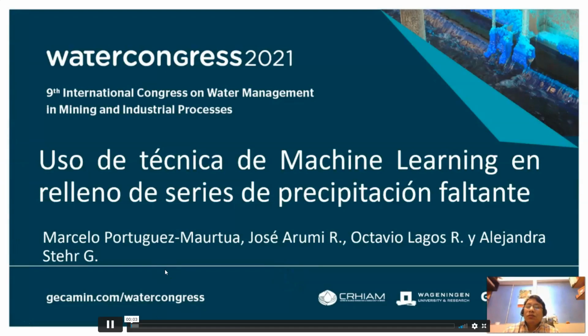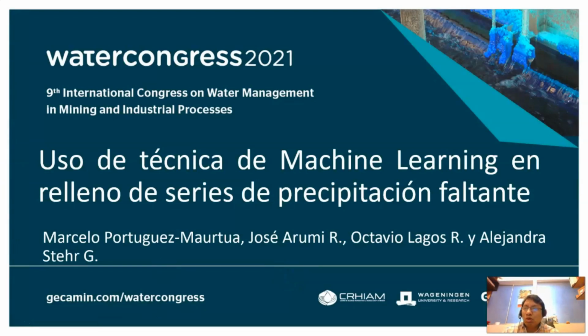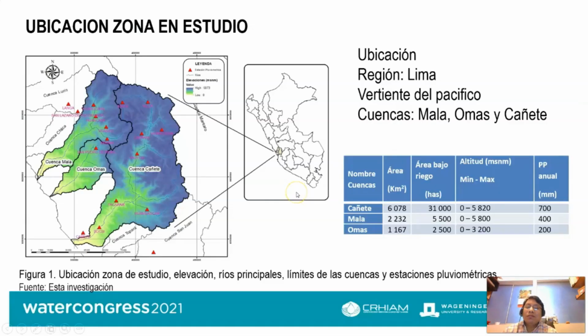Hello, my name is Marcelo Portugues Maurtua, and I will share the presentation entitled Using Machine Learning Techniques for Filling Missing Precipitation Series. This is a study that was carried out jointly with my colleagues Jose Luis Arumi, Octavio Lagos, and Alejandra Starr. Let me start with the location.